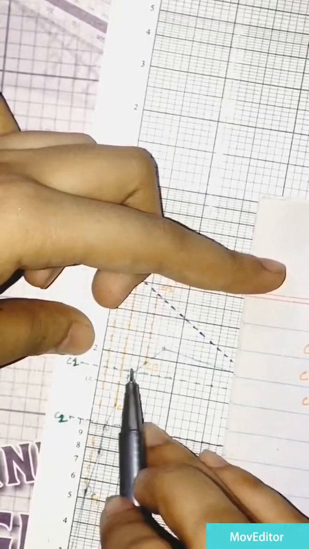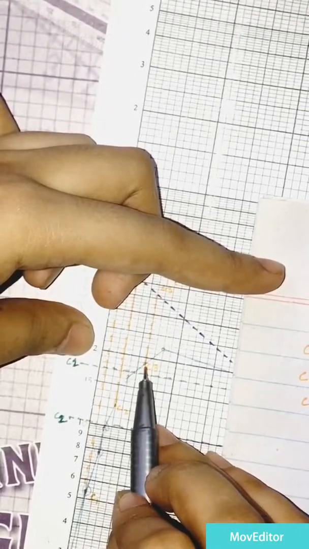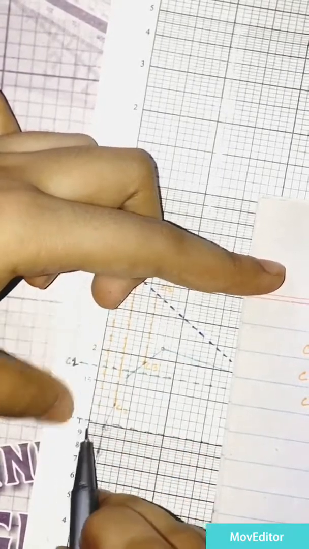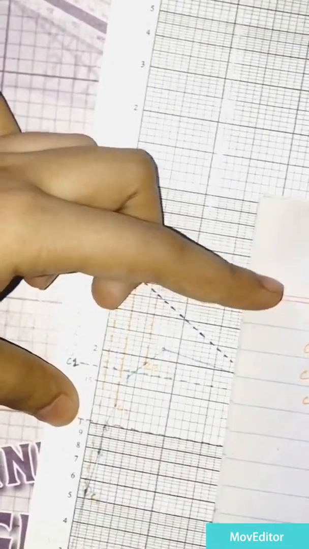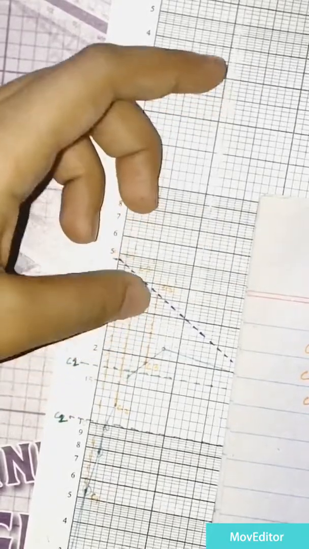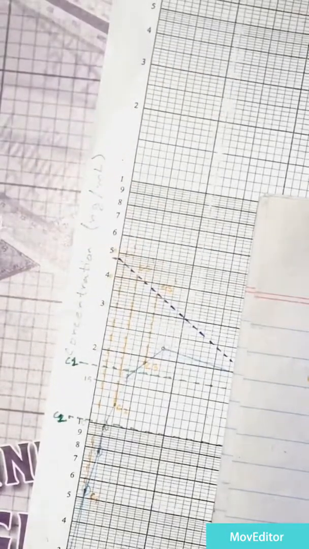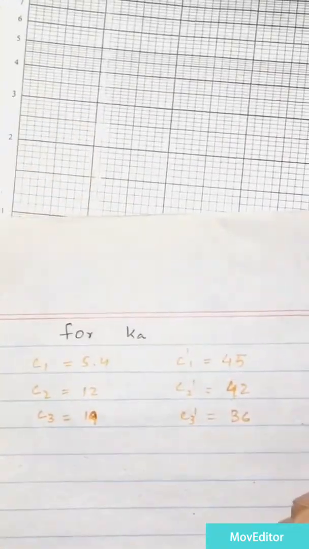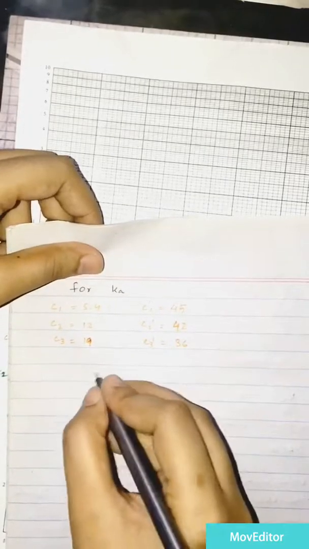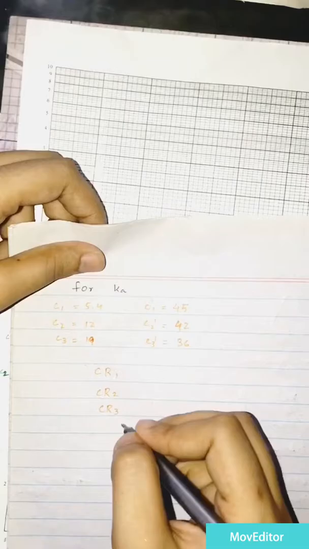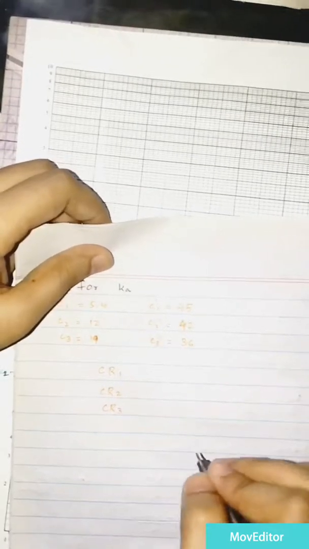Look at this. This is the point, and one small box is equivalent to 1 unit between 10 to 20, and the C3 bar is 36, definitely. From these concentrations, you're going to find the residual concentration. That's actually the main target, which is being denoted by CR1, CR2, CR3. It could be more than 3. It's up to you, but it should be more than 2.